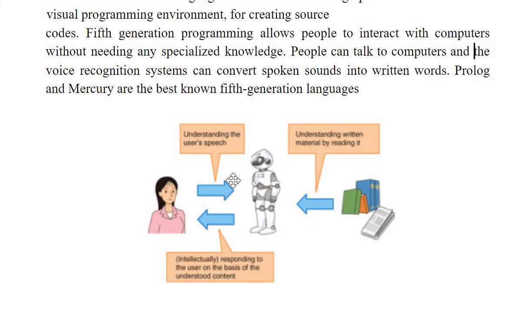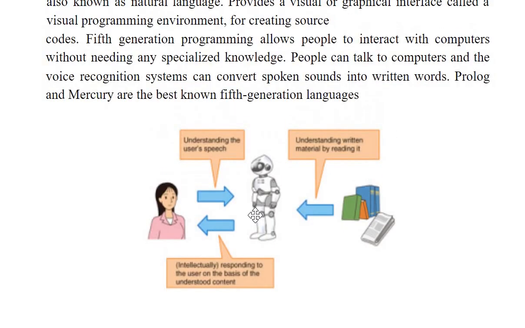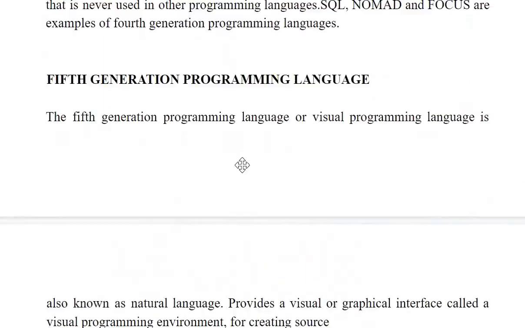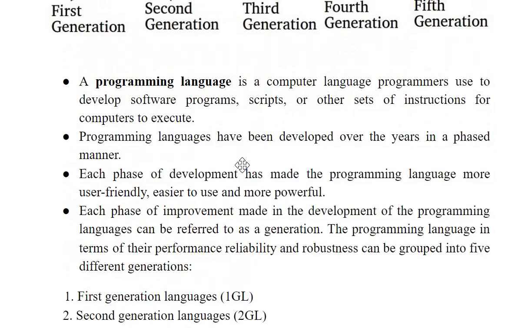You can see in this diagram there is a machine, a robot, and a person. The person asks something of the machine, and it responds to the user. How do they get trained? We feed some words into them, and they get trained. All this concept comes under machine learning. Later we are also planning to make a playlist on machine learning, in which we'll study in more detail how we train our models. So this was the topic of generations of programming languages.